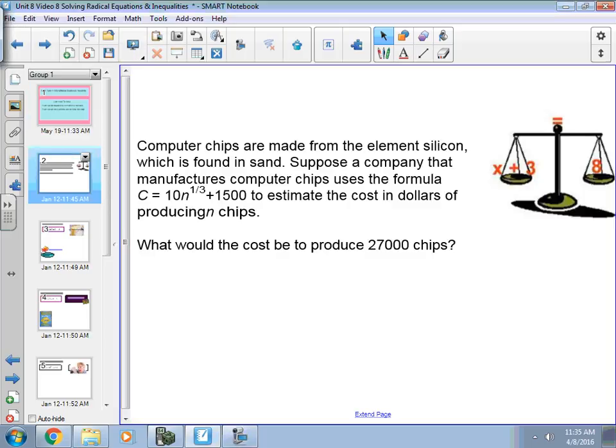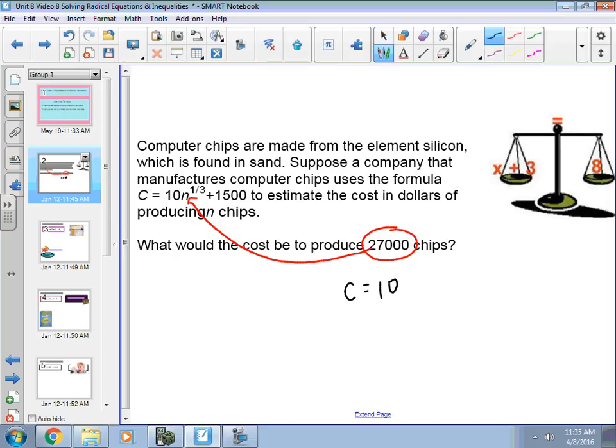The first problem on your note sheet says computer chips are made from the element silicon, which can be found in sand. Suppose a company that manufactures computer chips uses the formula shown to estimate the cost in dollars of producing N chips. What would the cost be to produce 27,000 chips? Okay, so 27,000, that's chips. That means we would want to put that in for N, since N is chips. So if we substitute that in, we should be able to solve it out.